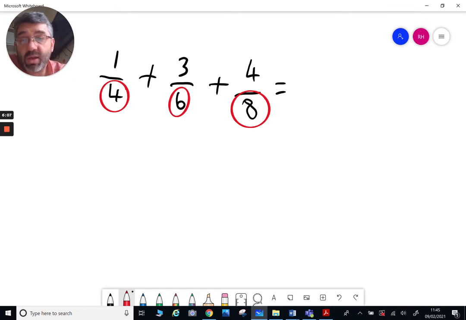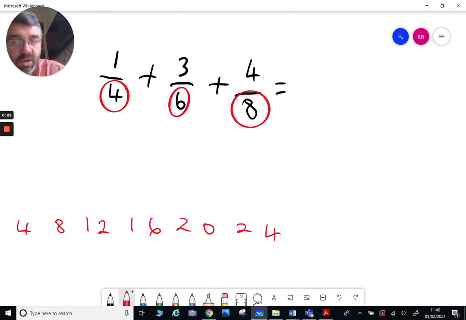So we're now looking at finding a common multiple from times tables to see what our new denominator should be. So we just quickly start with the 4 times table. If I write it out here, 4, 8, 12, 16, 20, 24, 28, 32, 36, and 40.